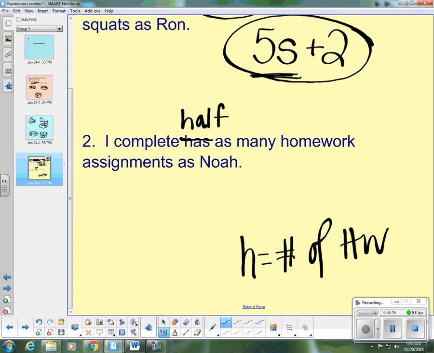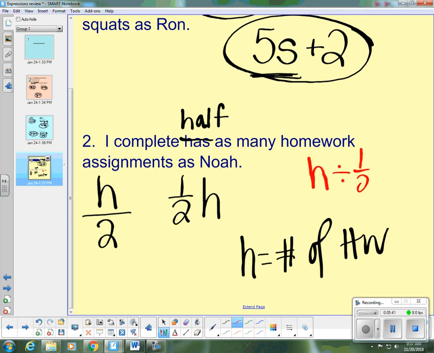I only have one step here, and it's asking me to find half of Noah's homework assignments. We have talked about half over and over this year. Half, we can divide by 2, so we can divide some number by 2 to get half, or we can times by half. I'm going to write this in red to show you cannot divide by 1/2, because when we keep change flip, that ends up being times 2. So you can divide by 2 or times by half to show half of a number.